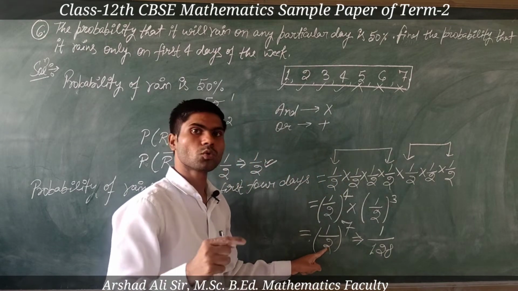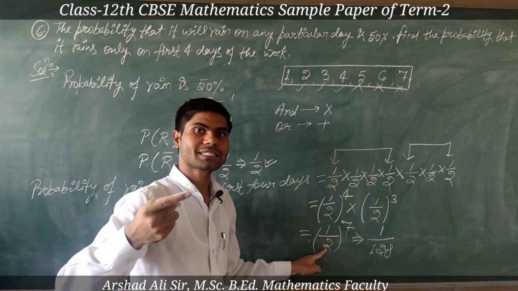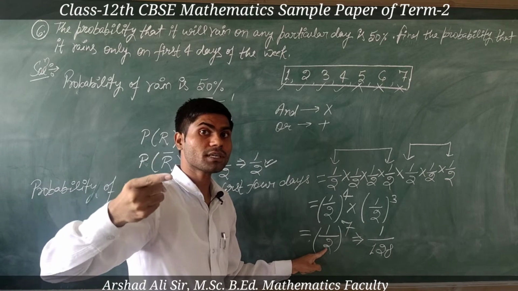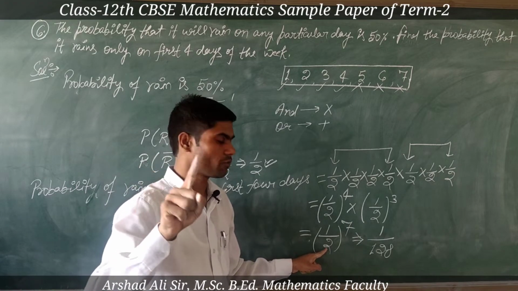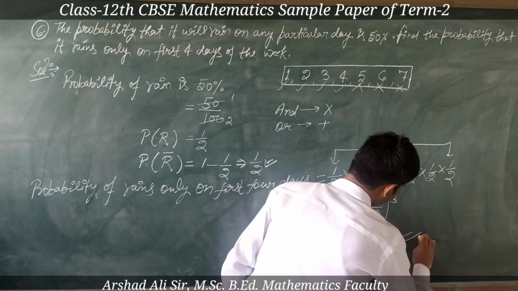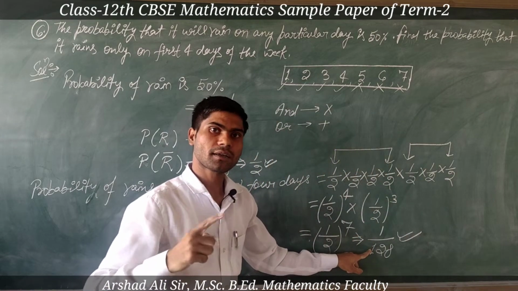2 1s are 2, 2 2s are 4, 4 2s are 8, 8 2s are 16, 16 2s are 32, 32 2s are 64 and 64 2s are 128. So my dear student, 1 upon 128 will be the correct answer.